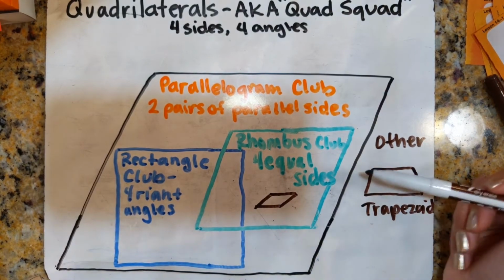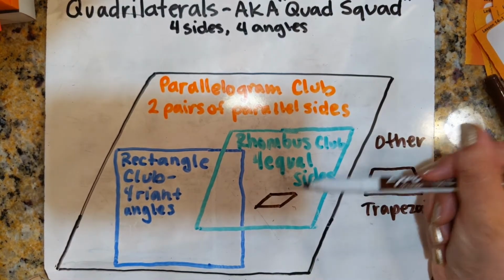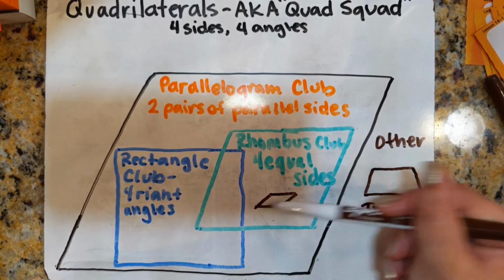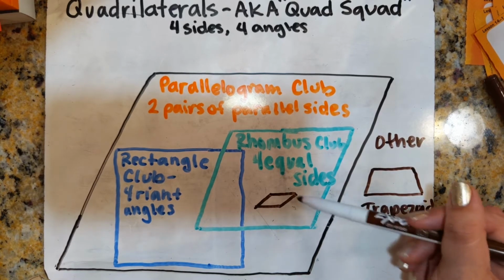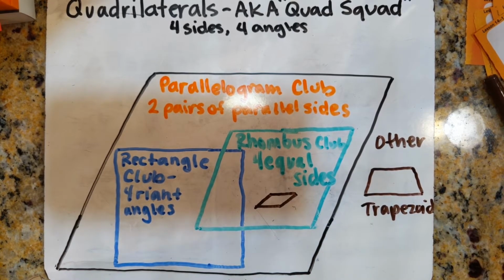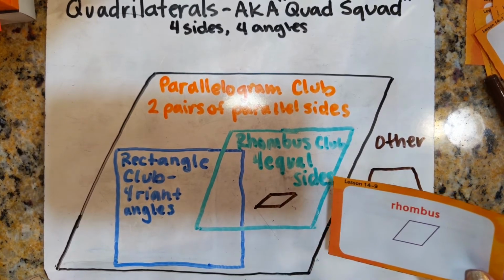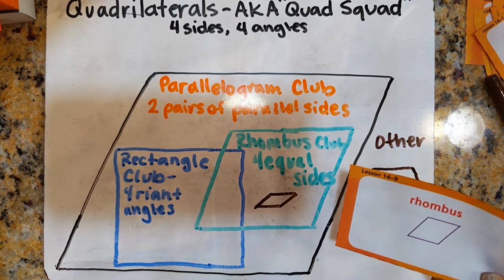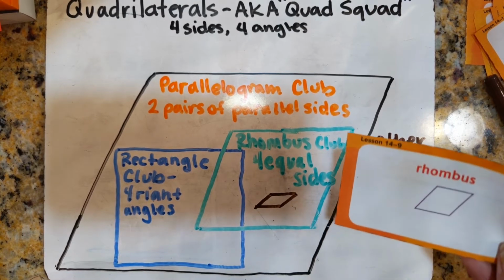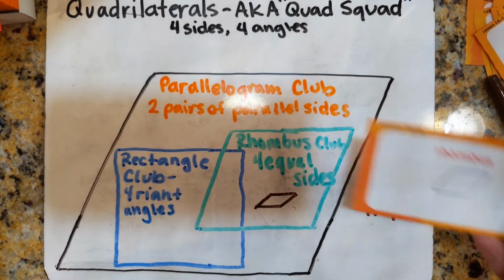Okay, so we have 4 sides, 4 angles. Yep. 2 pairs of parallel sides. This one and this one. This one and this one. Okay, 4 equal sides. I did my best. I tried to make them totally equal. Can you see how it's a little bit different than our vocab card, but it still fits. It's still a rhombus. Not every rhombus has to look exactly the same. It just has to have the 4 equal sides, all of them parallel. Okay?